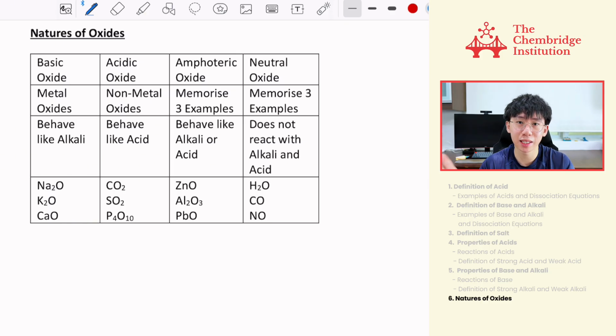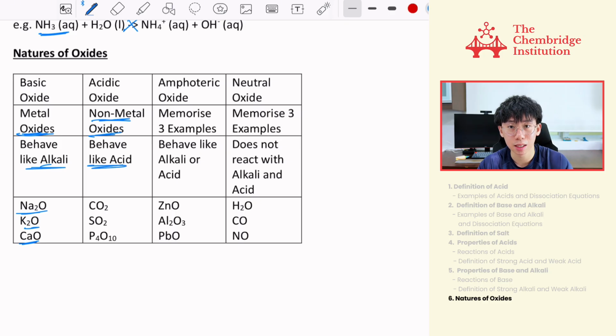For our basic oxides, these tend to be our metal oxides. So if you see a metal oxide, it most likely is a basic oxide. This means that they behave like alkalis, so they can react with acids. For example, sodium oxide, potassium oxide, and calcium oxide are all basic oxides. Acidic oxides, on the other hand, are non-metal oxides, and they tend to behave like acids, so they can react with bases. For example, carbon dioxide, sulfur dioxide, and phosphorus oxide. These are all acidic oxides.